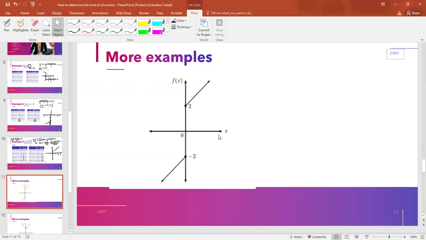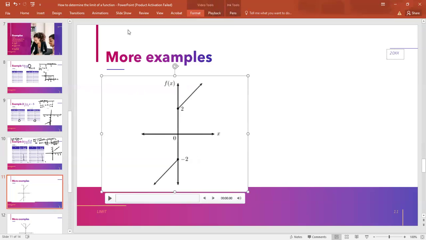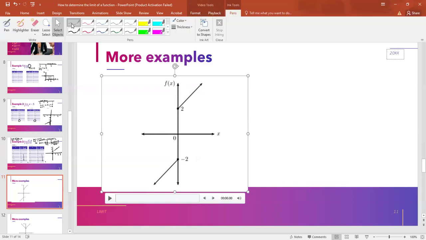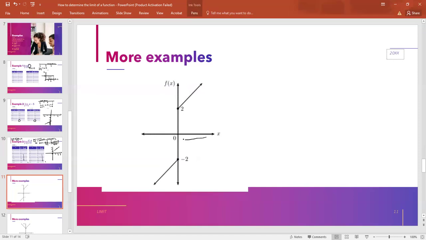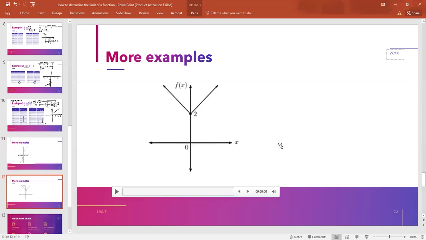When we go towards 0 from the right, what happens? Let me get the pen. When we go towards 0 from the right here, the value of the function goes towards 2. But when we get towards 0 from the left, the value of our function goes towards what? -2 here. So because the limit from the right is different from the limit from the left at this point here, we say that the limit does not exist because the limit from the left and from the right are different values.